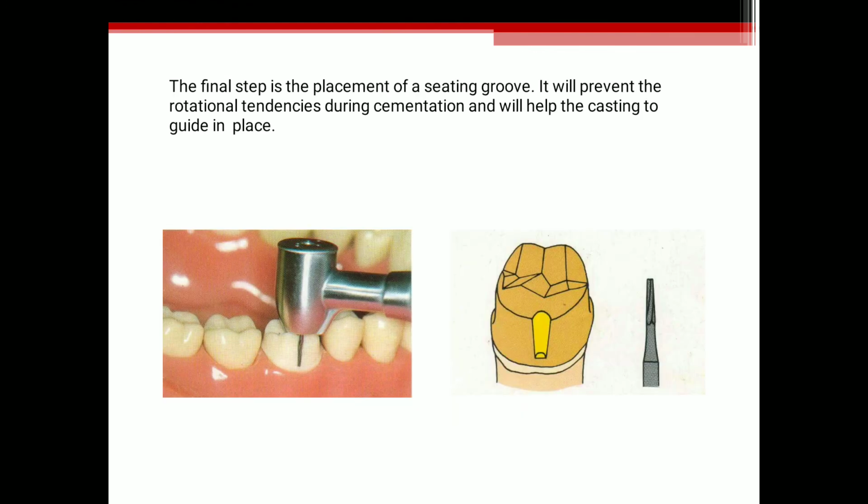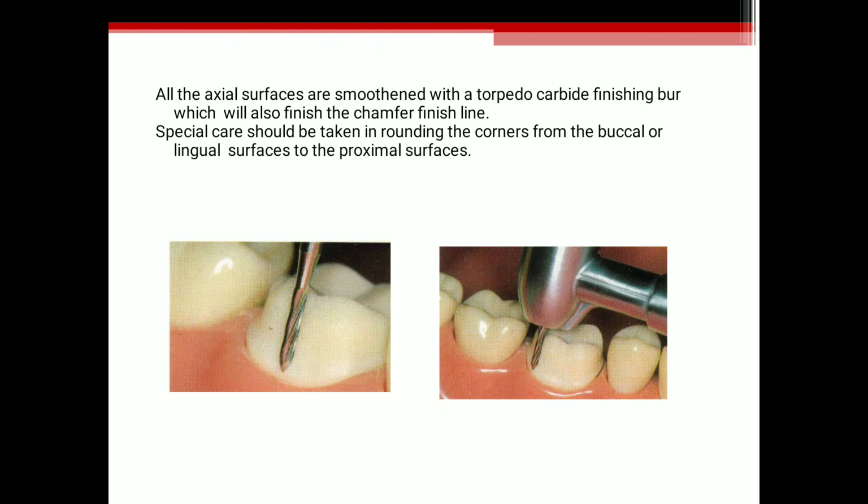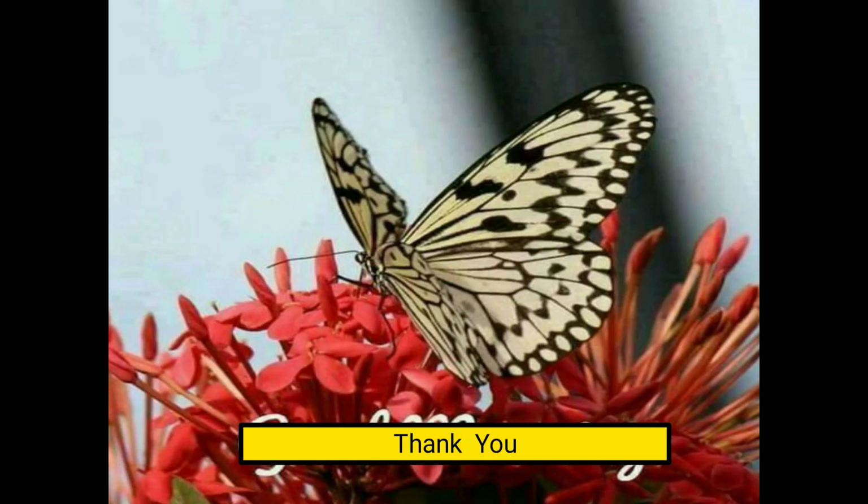Then the final step is the placement of a seating groove. It will prevent rotational tendencies during cementation and will help the casting to guide in place. Then all the axial surfaces are smoothened with a torpedo carbide finishing burr, which will also finish the chamfer finish line. Special care should be taken in rounding the corners from the buccal or lingual surfaces to the proximal surfaces. So this completes your cast metal crown preparation. This is the basic sequence of your preparation.